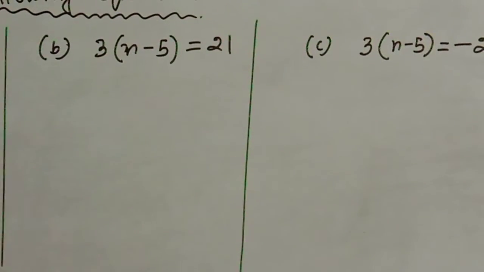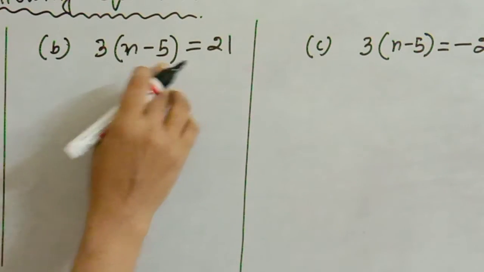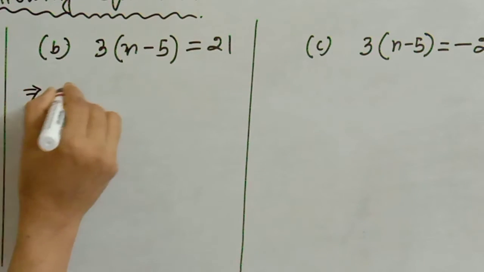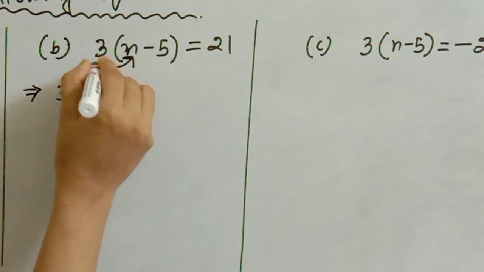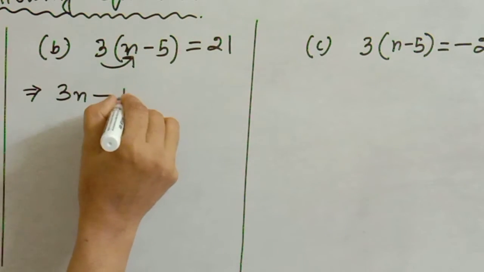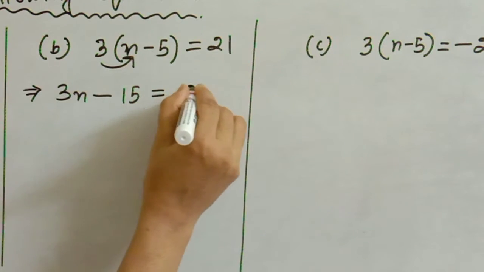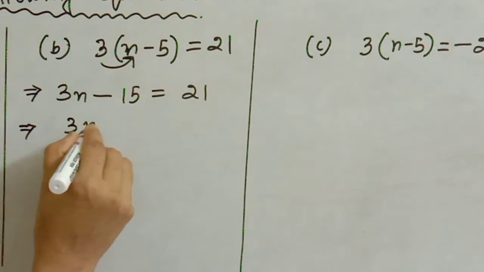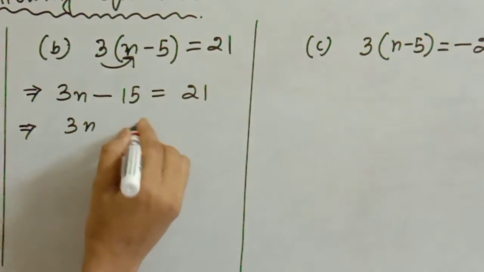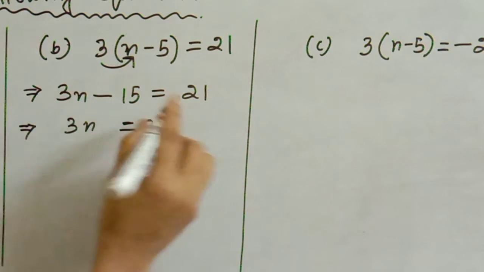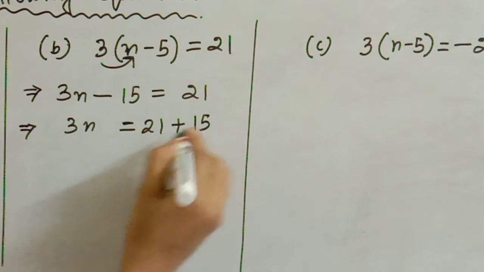Next question. In question number B, same condition: 3 is multiplied with n minus 5. So multiply it, the multiplication sign: 3 into n, then minus sign is there, so you will write minus sign, and 3 into 5, 15. Equal to, the right side was 21, so write as it is. Then 3n, transposing method: 15 will go to the right side with the opposite sign. So 21, it was here minus, so here it will be plus 15.